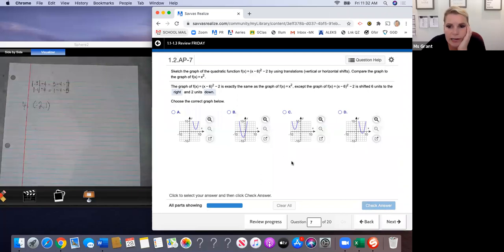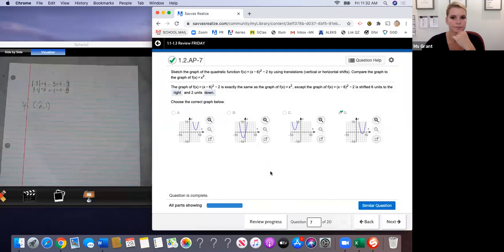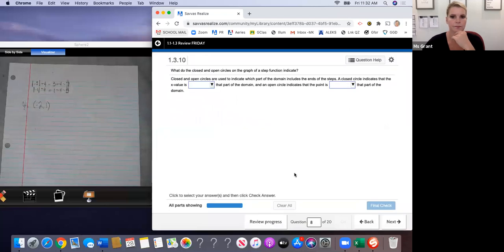Six to the right and 2 down. D. Okay. All right. An open circle versus a closed circle, and what does it mean?